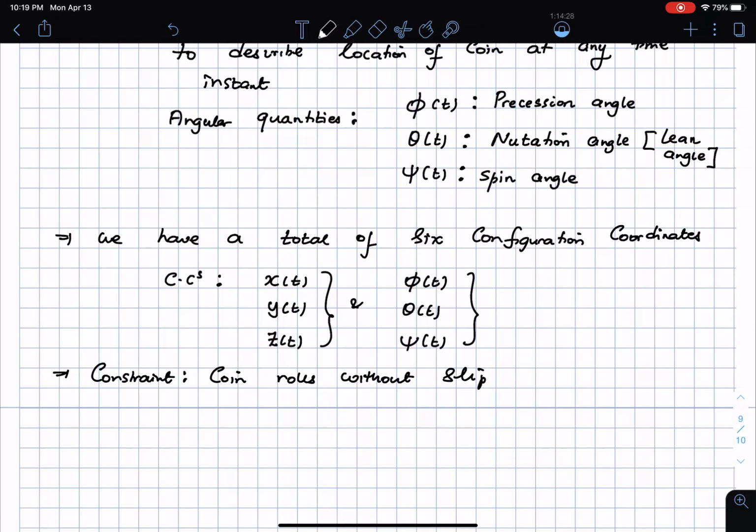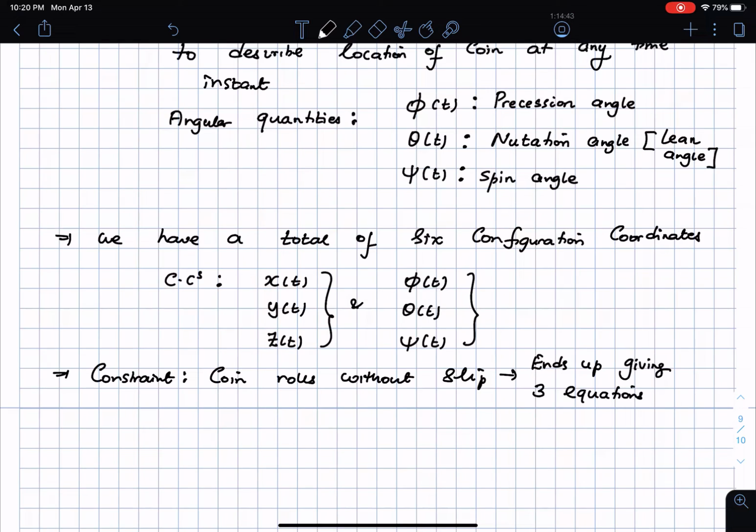Okay, and we will see that this will end up giving us three equations, which implies that the total number of degrees of freedom for the system is 6 minus 3, which is equal to 3. But unfortunately we will see that the constraints that come out of this rolling without slip are non-holonomic except for one of them.